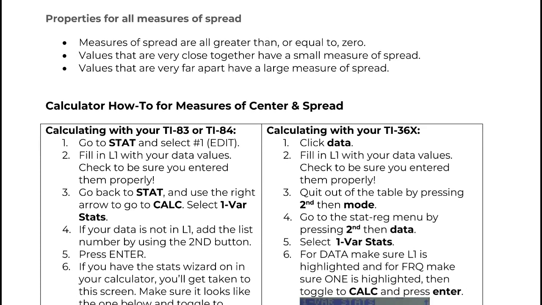Properties for every measure of spread, regardless, they're all going to be greater than or equal to 0. They have to be strictly 0 or greater, because there's no such thing as being negatively spread. 0 would mean that there is no spread, right? Up to lots of spread. The closer they are together, the smaller the spread, just like we saw in that standard deviation example, and the further apart, the larger the spread.